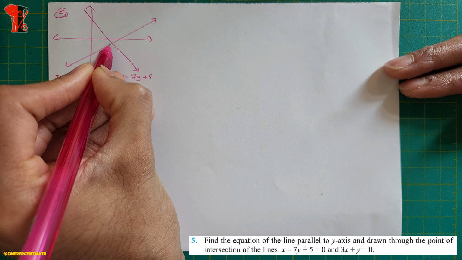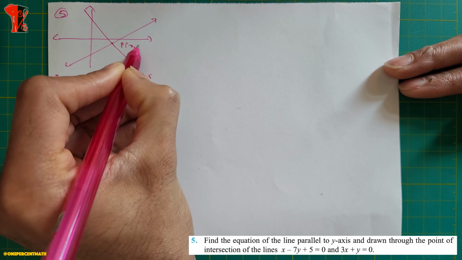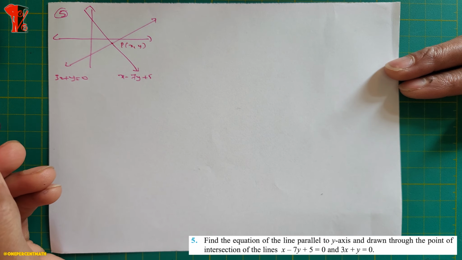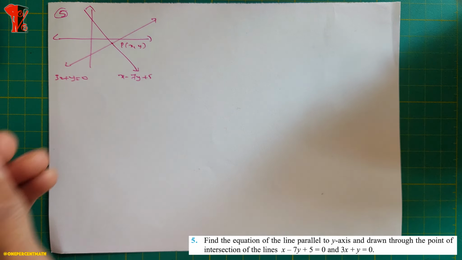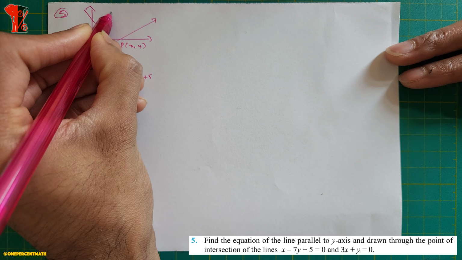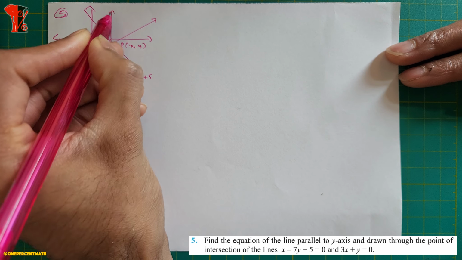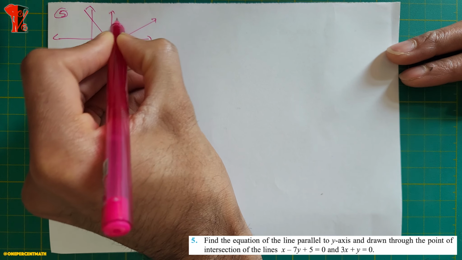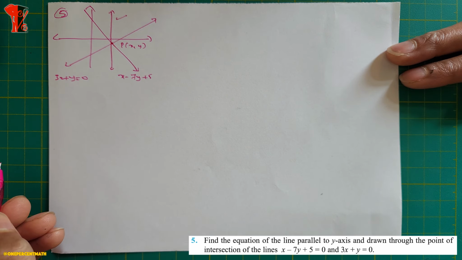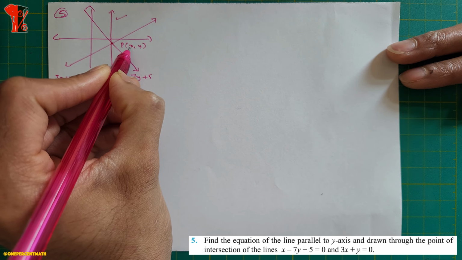Okay, now these two lines meet at one point. Okay, this is the point P. Say for example, P(x, y). We need to find the equation parallel to the y-axis and drawn through the point of intersection. So we want one line which should be parallel to y-axis and passing through this particular point. Okay, that means we need the equation of this line. Okay, so for that, what do we need? First we need the coordinates of the point P(x, y).